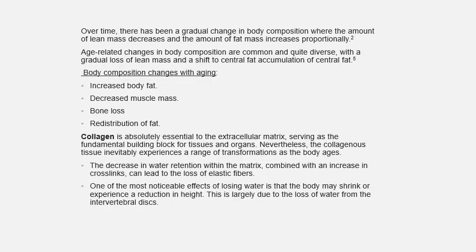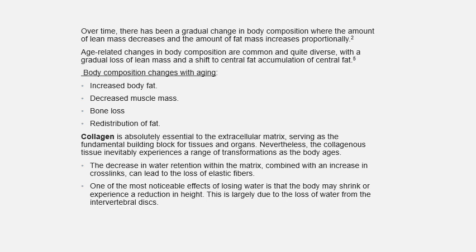Over time, there has been a gradual change in body composition where the amount of lean mass decreases and the amount of fat mass increases proportionally. Age-related changes in body composition are common and quite diverse, with a gradual loss of lean mass and a shift to central fat accumulation. Body composition changes with aging. So the changes are increased body fat, decreased muscle mass, bone loss, and redistribution of fat.